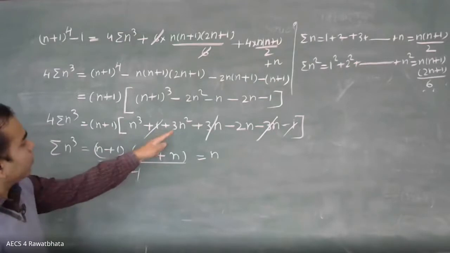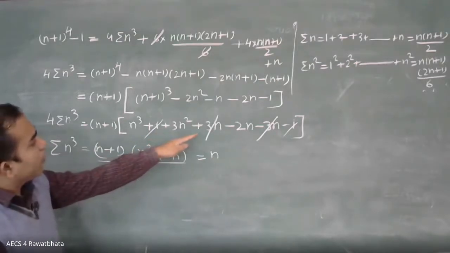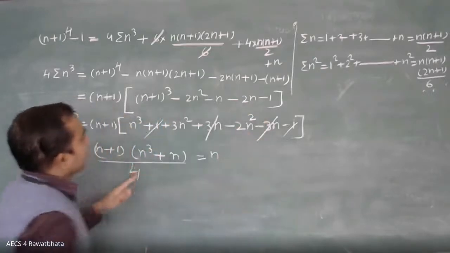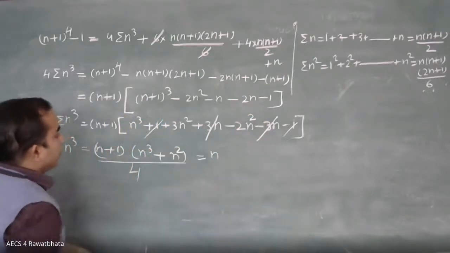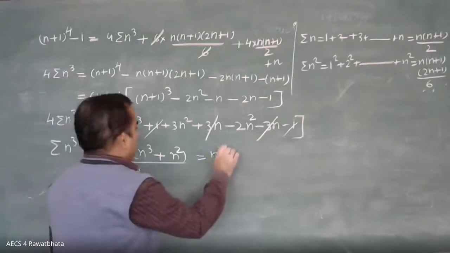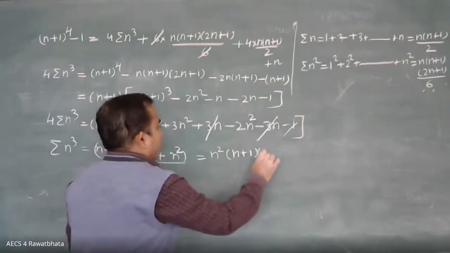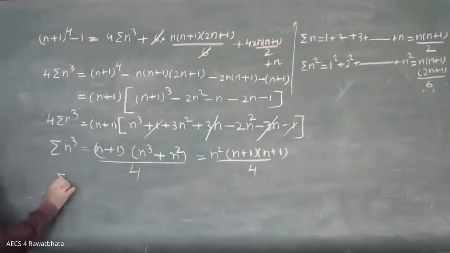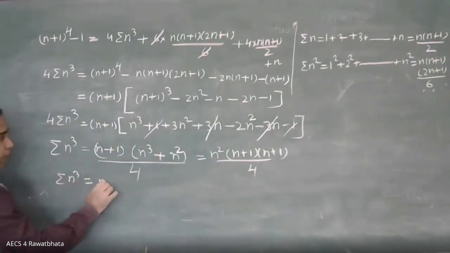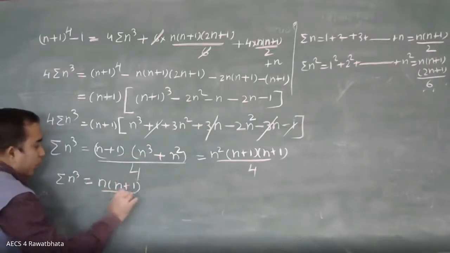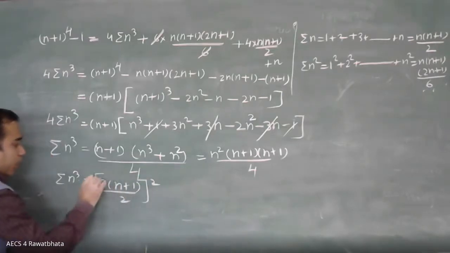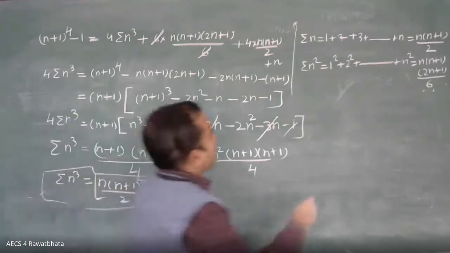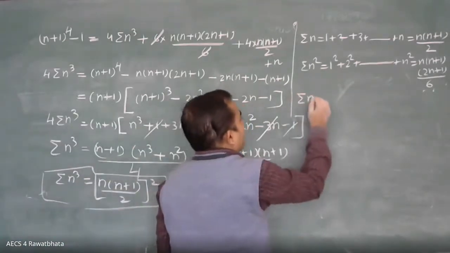N cube plus 1 plus 3n square plus 3n minus 2n square it should be. Then plus n square it should be. Then n square common. Then n plus 1 into n plus 1 whole upon 4. So yes, this is my final formula. Sigma n cube, I can write it as n into n plus 1 whole by 2 to whole square. So here I receive my sigma n cube formula that I can note separately, that summation n cube is equal to 1 cube plus 2 cube plus 3 cube up to n cube.